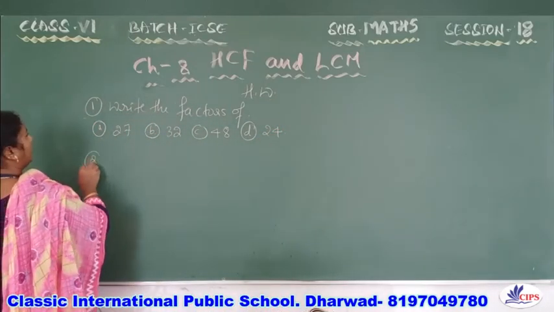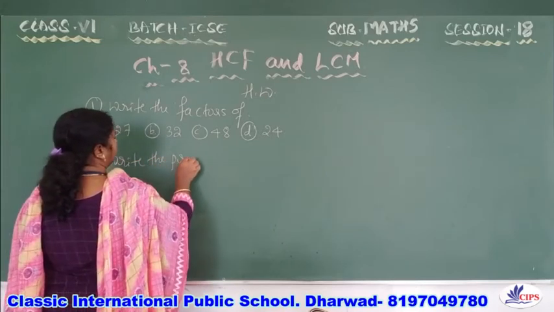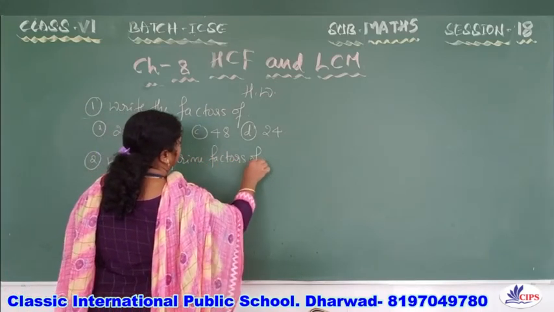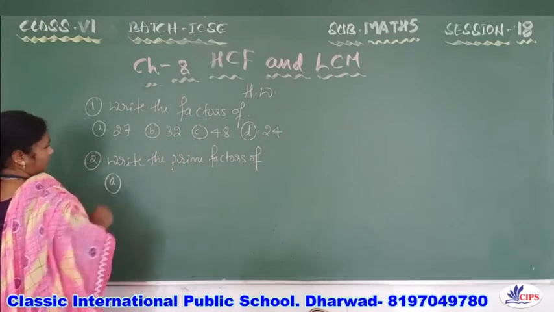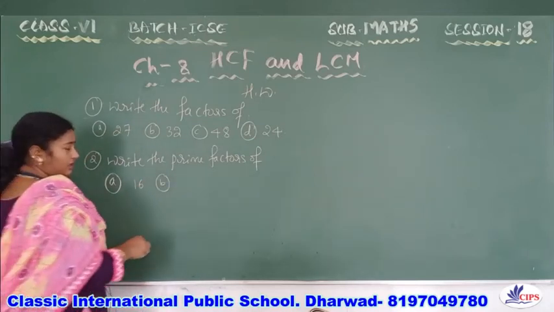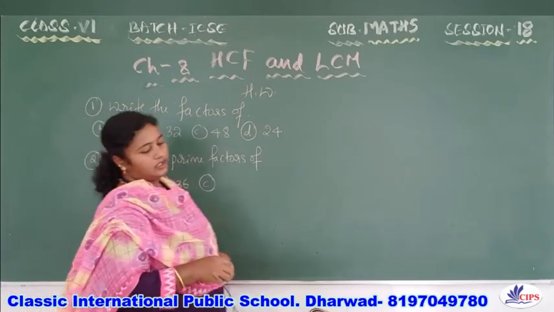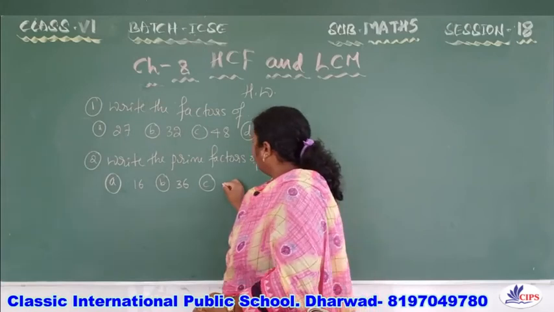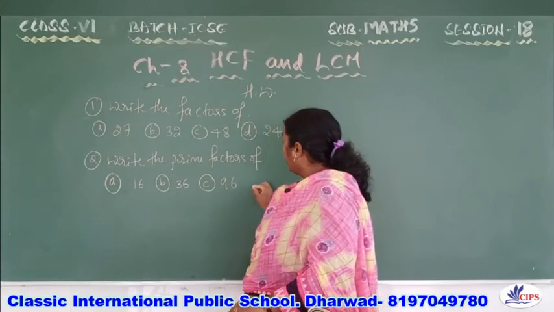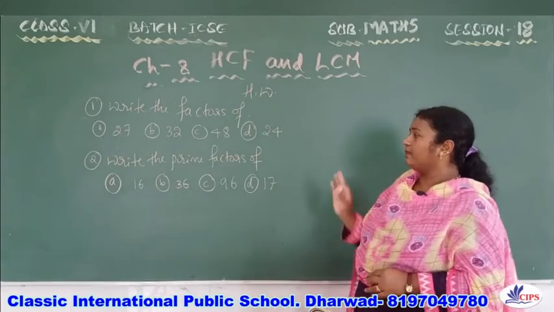Next, second main, write the prime factors of: first one I am writing here, 16. Second one, 36. Third one, 96. Only you are writing the prime factors of these numbers. Fourth one is 17. You have to write the prime factors.